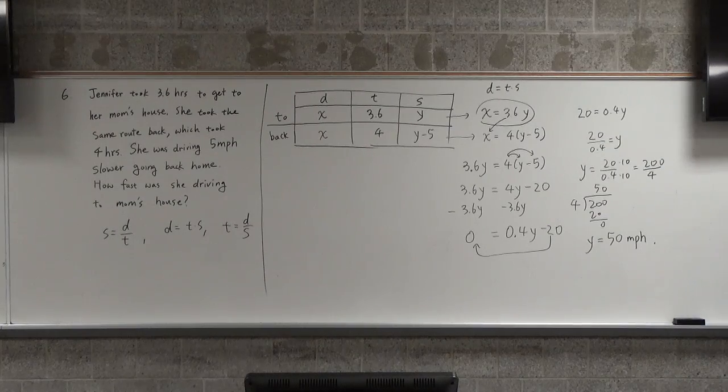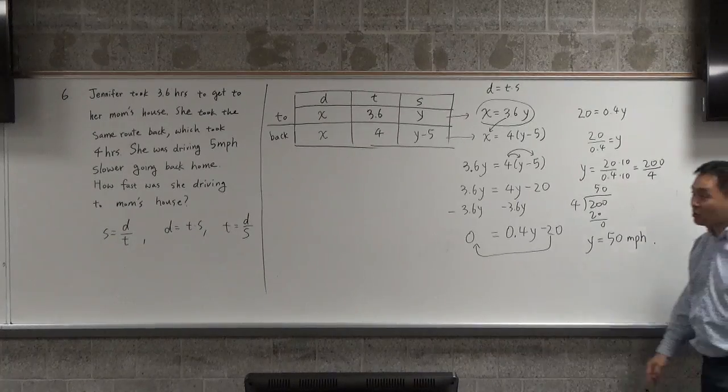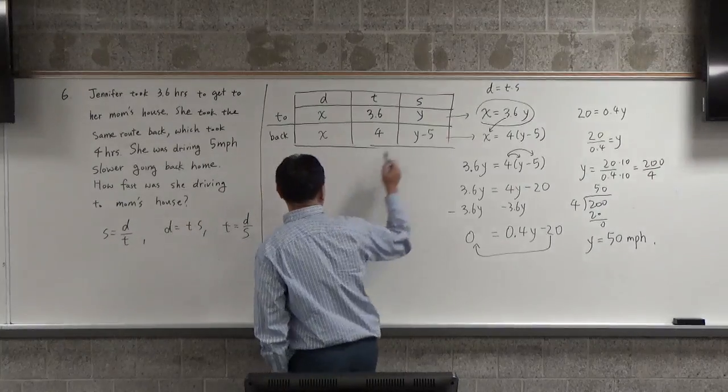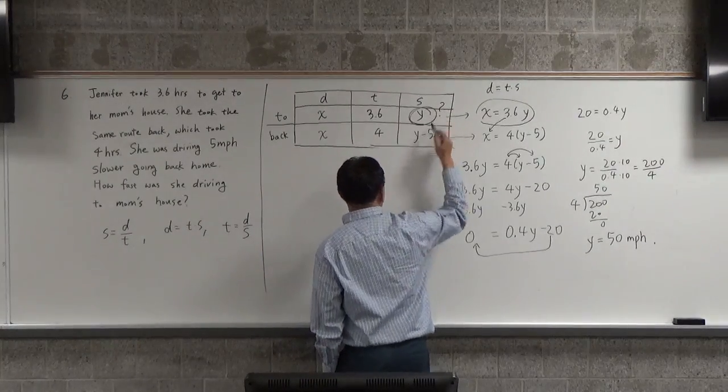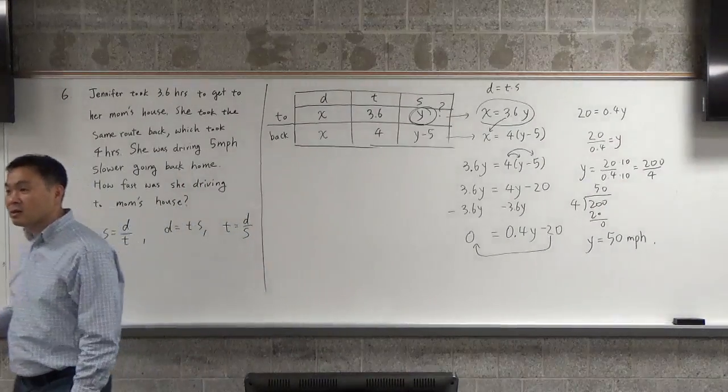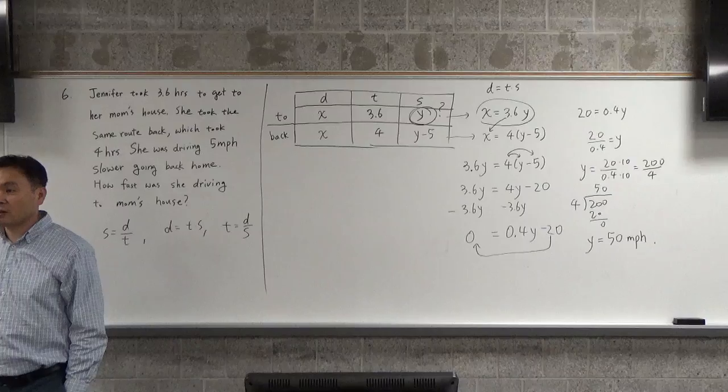Is that the answer? Yes, this time it is, because what was the question? How fast was she driving to mom's house? So it was asking for really this one. That was the question, and we found the y. Right? Unless it's on Sunday. So when back on Sunday, you take away 5, it's 45 miles per hour.